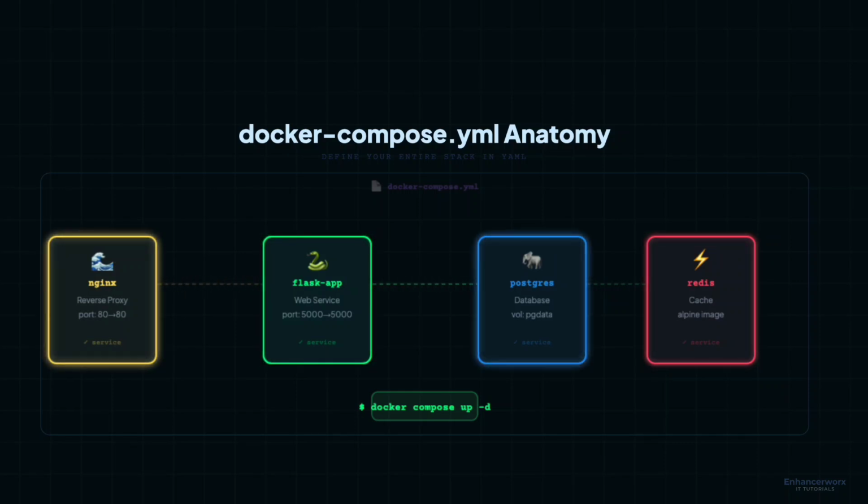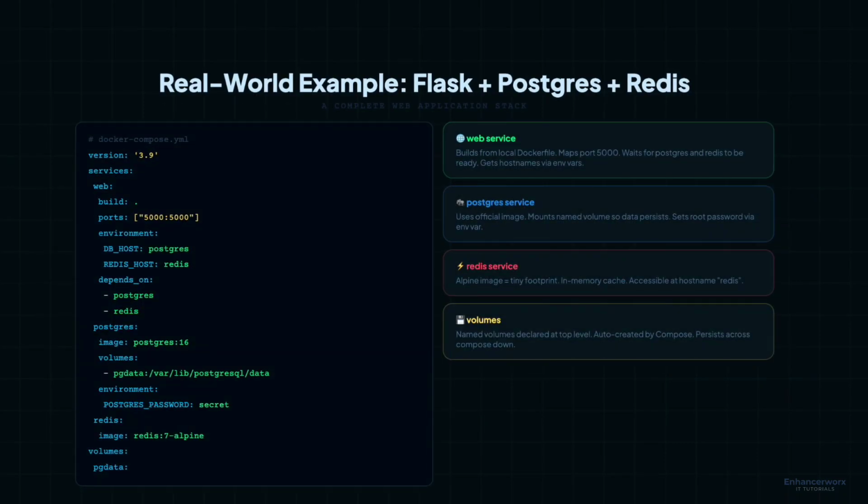Let's look at a real-world 3-tier web application: a Flask web service, a Postgres database, and a Redis cache. The web service uses build, telling Compose to build from the local Dockerfile. Depends_on ensures Postgres and Redis start first.